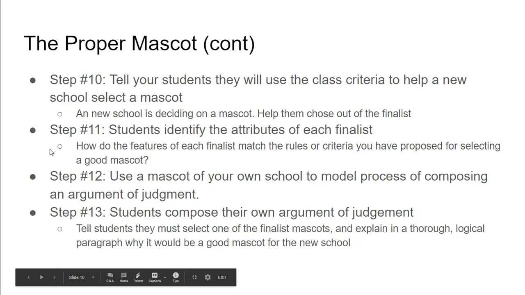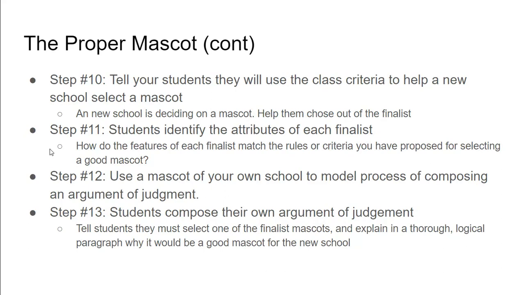Step 10. Tell your students they will use the class criteria to help a new school select a mascot. Step 11. Students identify the attributes of each finalist. How do the features of each finalist match the rules or criteria you have proposed for selecting a good mascot? Step 12. Use the mascot of your own school to model the process of composing an argument of judgment. Basically, make the comparison between the two.